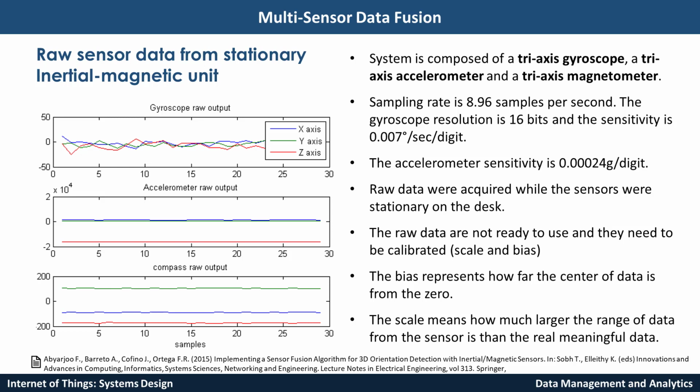What you can see from this figure is the raw data that they have acquired while the sensor is stationary on the desk. As you can see, the measurements are on different scales, therefore they are not useful to be used in a fusion algorithm, so they need to be calibrated, or brought into the same scale. Here it is 0 to 200, 0 to 2, 0 to 50. So these need to be brought into one single scale, 0 to 1 and minus 1.